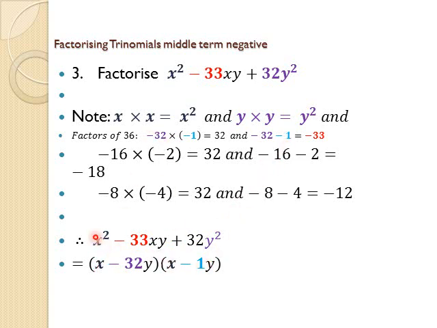Simply x times x to get x squared, y times y to get y squared. So negative 32 times negative 1 gives me 32, but minus 32xy minus 1xy gives me minus 33xy.